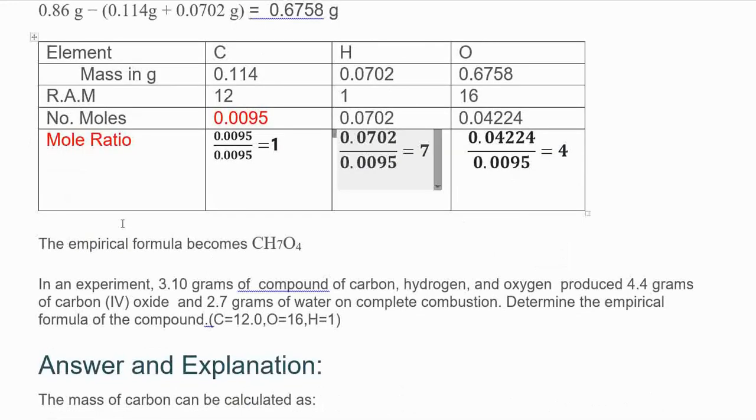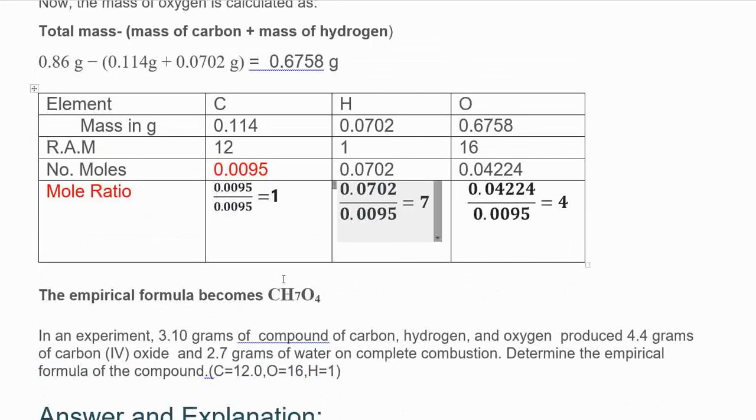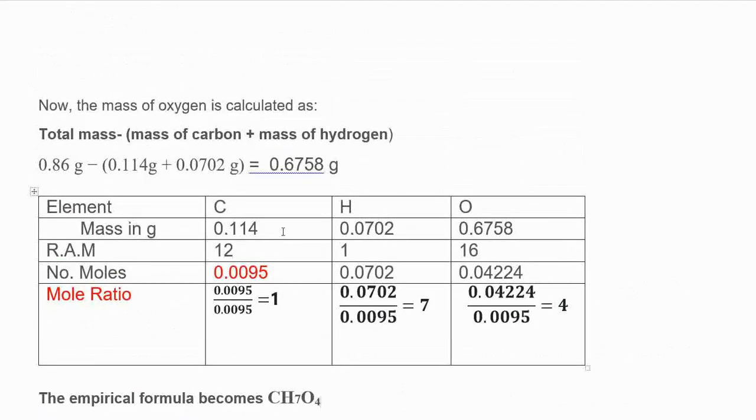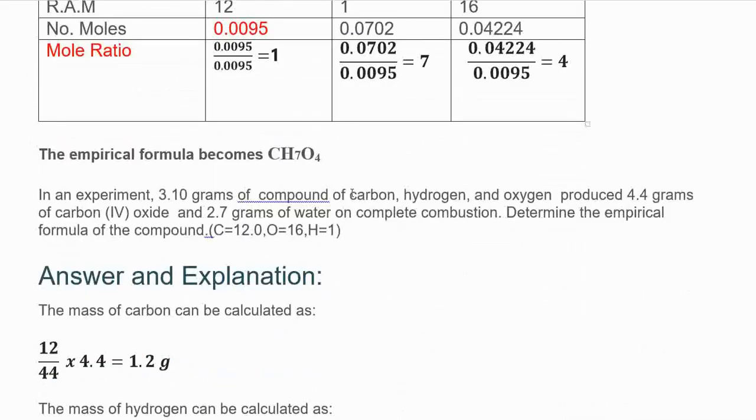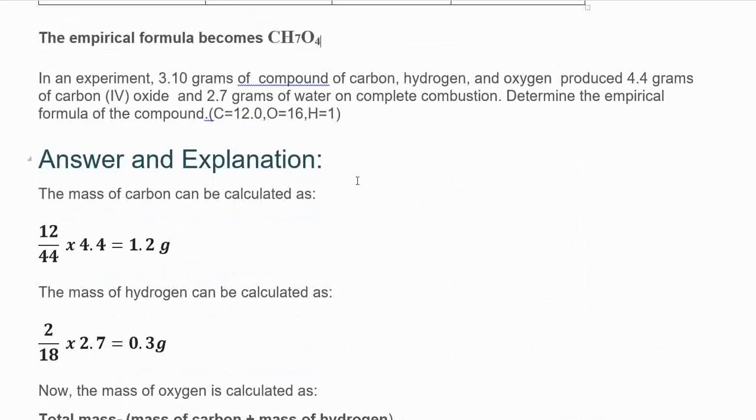Therefore, the empirical formula of that organic compound is C1, H7, and oxygen is 4. Very correct. Very good. The next one.